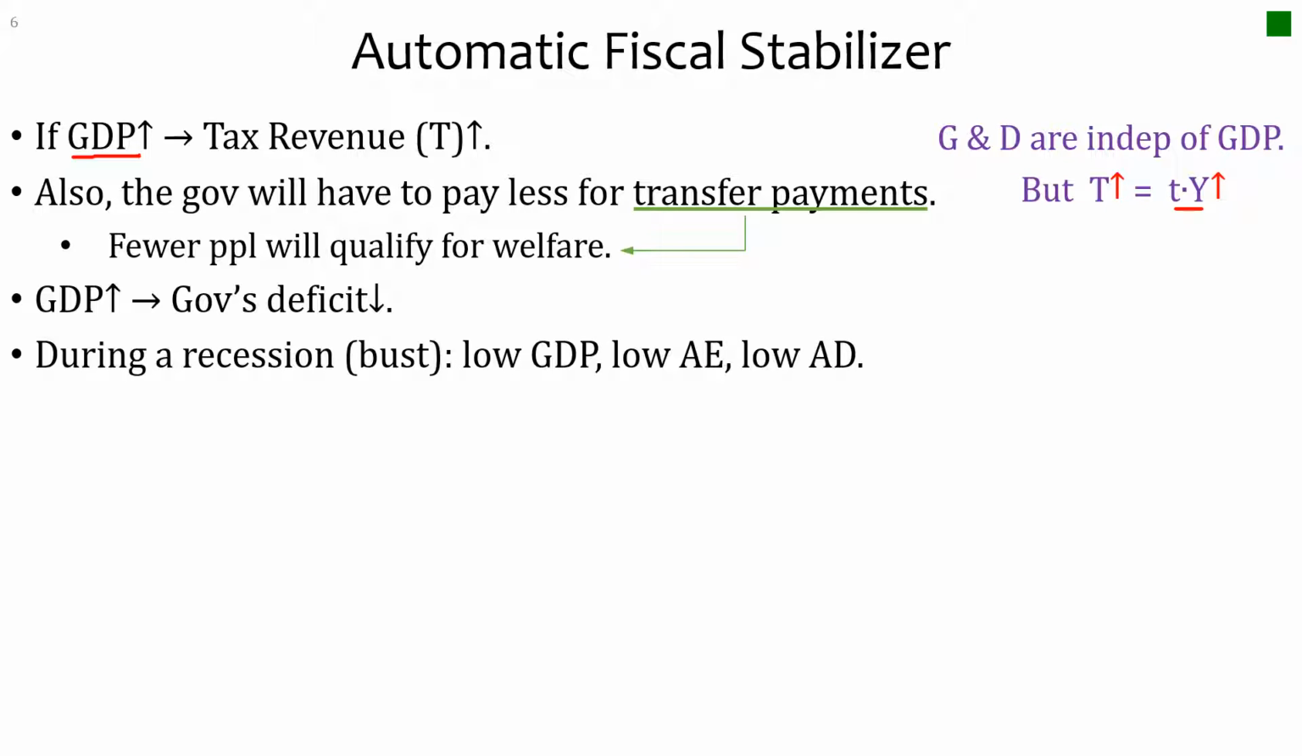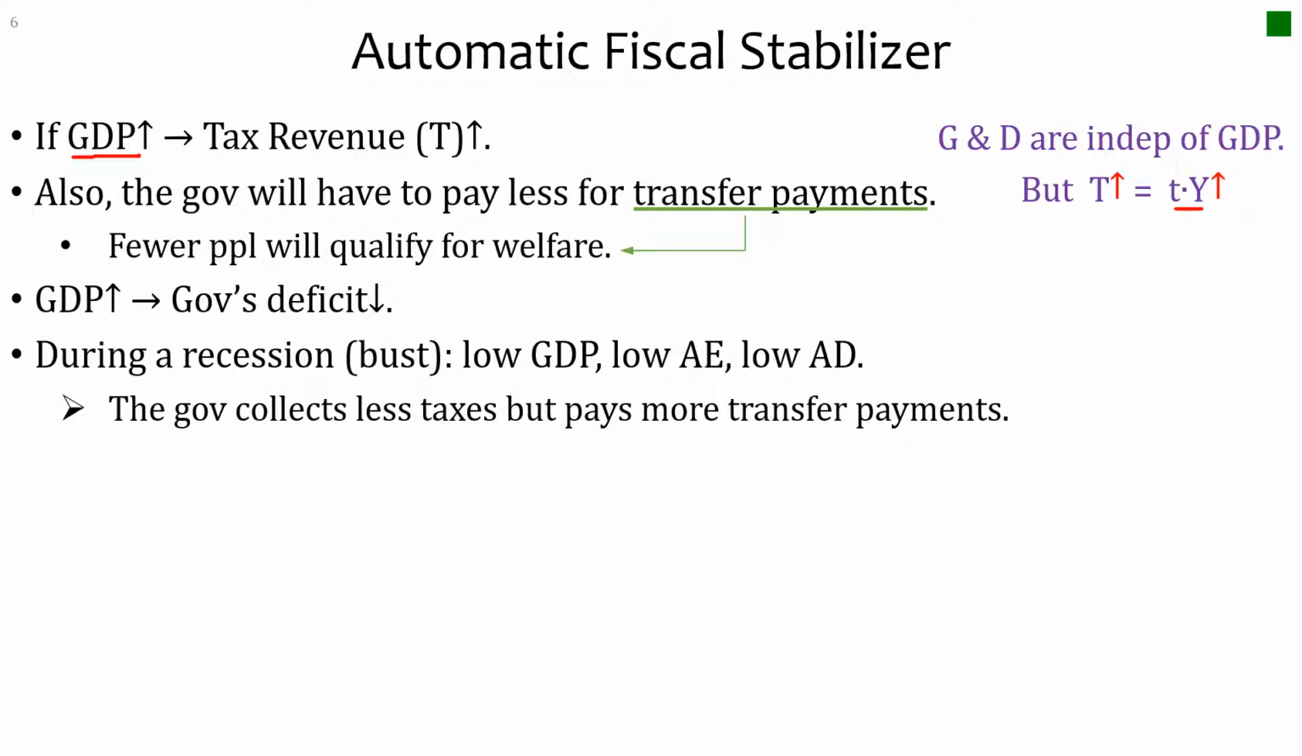During a recession, which is also called the bust, there is going to be low GDP, low aggregate expenditure, and low aggregate demand. Because of that, the government collects less taxes but pays more transfer payments. And this itself is actually helpful. During a recession, you don't really want to collect taxes from the people because a lot of them have lost their jobs. A lot of the companies are struggling. But you do want to pay them more transfer payments because you want to help them out. You do that because of this built-in system. This is not because of a policy. The government is not changing its policy. It's just because of the tax brackets, really.